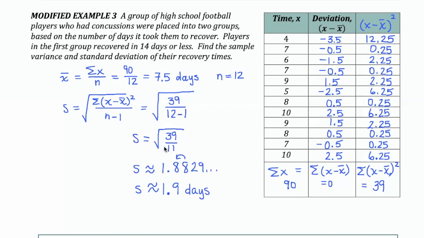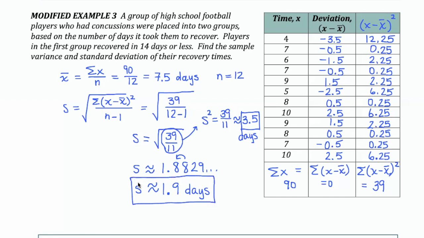Remember, the variance is just the portion underneath the square root. So the sample variance, which remember is s squared, is the same as 39 divided by 11, and giving 1 decimal place of that should be 3.5. So my sample variance is 3.5 days. Units are important. And my sample standard deviation is 1.9 days.